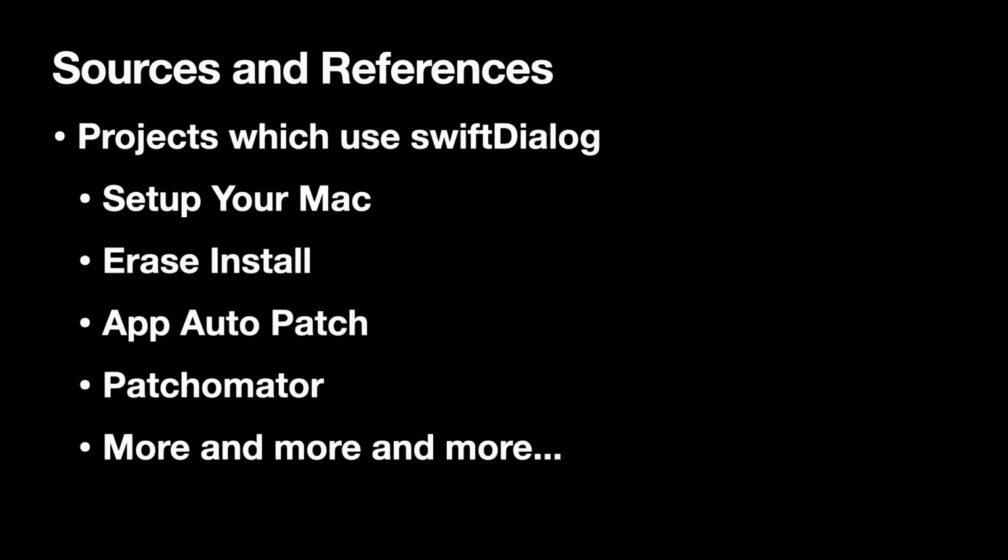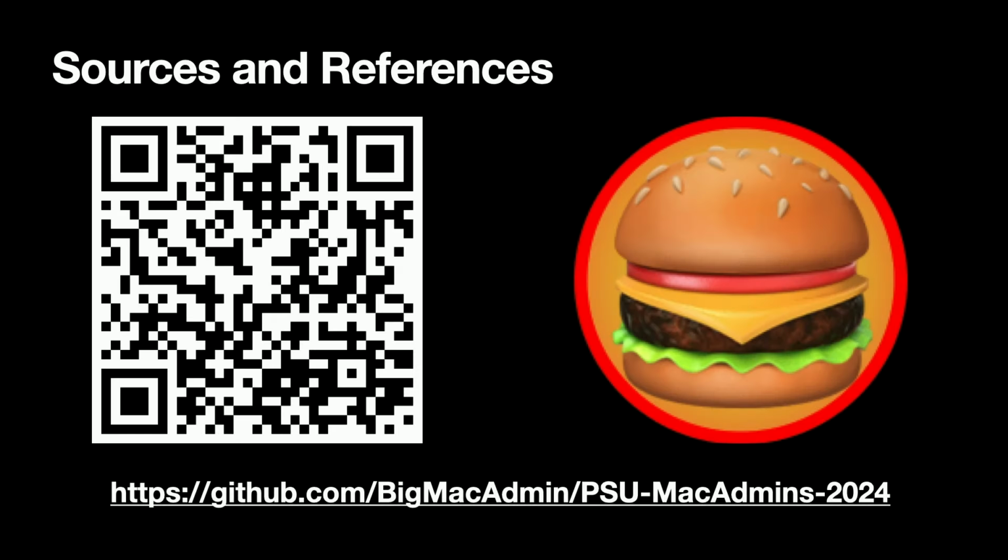There are a ton of other community tools. There's more. I'm not trying to play favorites, but these are awesome tools that use swiftDialog. App Auto Patch and Patchomator both also use Installomator. They have kind of the same purpose, which is to do the logic for you to run Installomator when it finds an app exists on the device. So you don't know if Zoom's on there. App Auto Patch will look and say, oh, Zoom's here, I'm going to run Installomator to update it anyway.